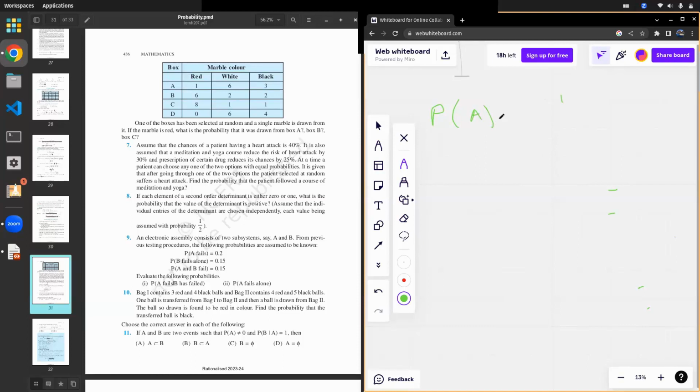Probability of A fails is equal to 0.2. Probability of B fails alone, that implies A does not fail and B fails, is equal to 0.15, and probability of A and B fail is equal to 0.15. So if we add the second and third equation using the total probability theorem, we can say probability of B fails is equal to 0.3.